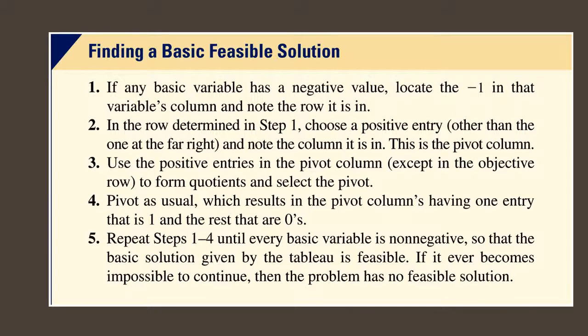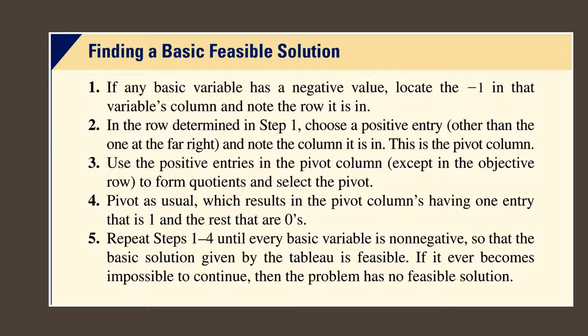Okay, here are the instructions. If any basic variable has a negative value, locate the -1 in that variable's column and note the row it is in. In that row, choose a positive entry other than the one at the far right and note the column that it is in. That's going to be the pivot column.